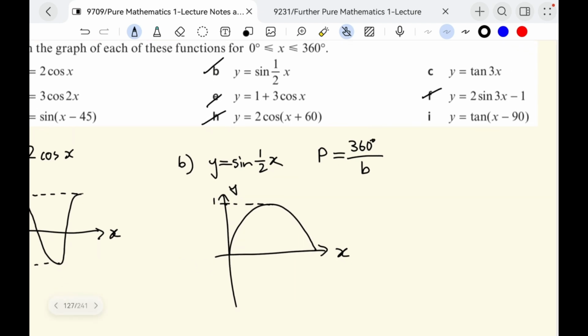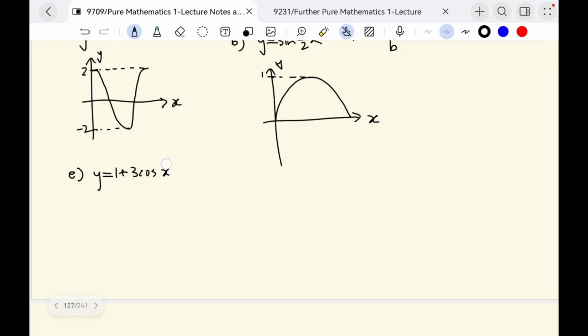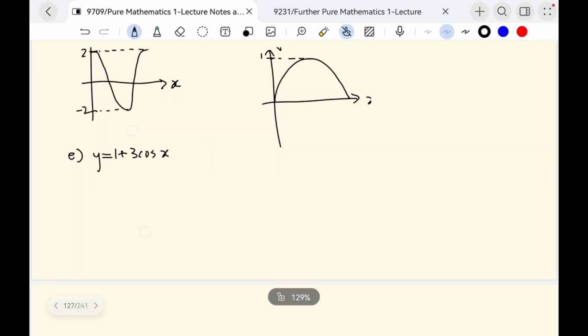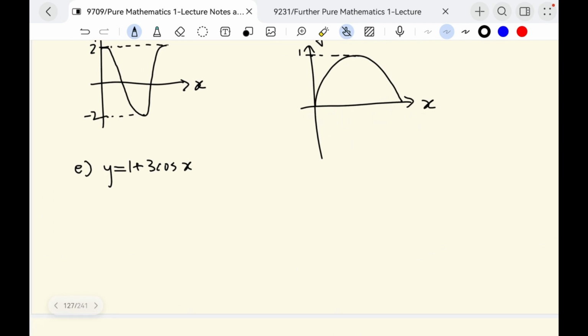So what about this? Let's jump to E. Y equals 1 plus 3 cos x. What you can see over here is that it transforms from an ordinary cos graph, stretched in the y direction by a scale factor of 3, and then it undergoes a translation, where the entire graph of 3 cos x moves up by 1 for each y coordinate.